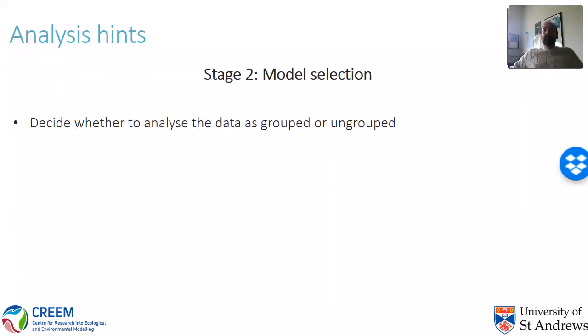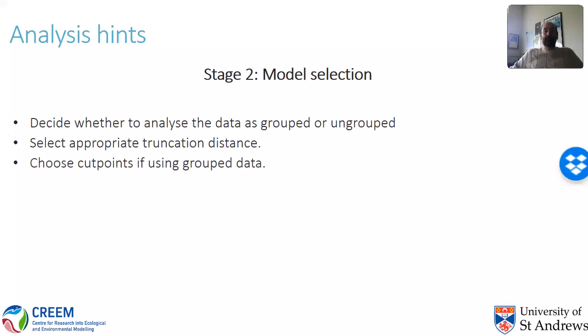On a second stage, you can think of choices at the model selection phase. So after you've decided whether to analyze the data as grouped or ungrouped, and in practice, if you have exact distances, simulations have shown that if you group these into more than 6 or 7 classes, you will get pretty much the same results. You will have to select an appropriate truncation distance, and the way to do so is essentially you want to truncate the tail such that you're not overfitting randomness in the tail and you're capturing the overall pattern in detectability as a function of distance.